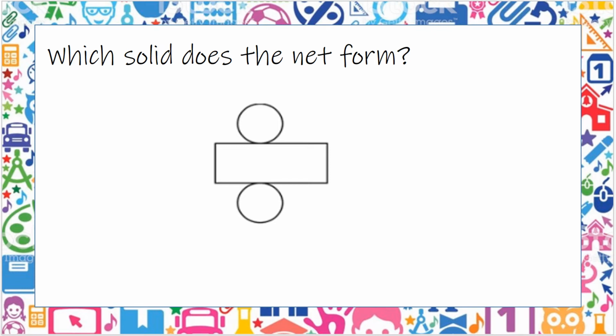Which solid does the net form? So these are two circular bases and a rectangular side. The two circular bases could only be either a cone or a cylinder because they are the only ones with a circular base. A cone only has one base. A cylinder, spelled that wrong, has two bases. So because this one has two bases, it is a cylinder.